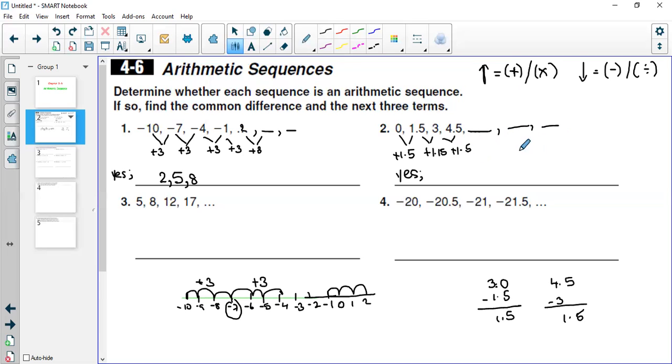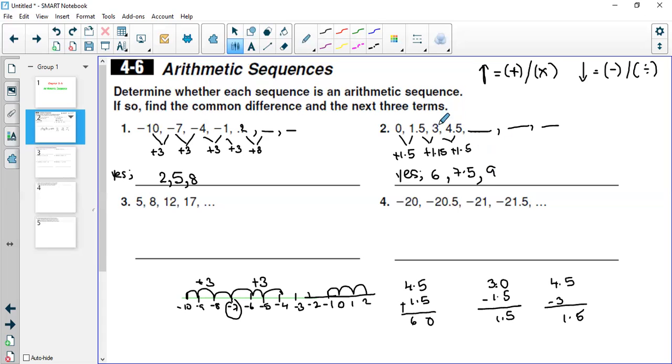So you need to keep adding 1.5 to the next term. So how much is 4.5 plus 1.5? That would give you 6. Then 6 plus 1.5 would give you 7.5. 7.5 plus 1.5 would give you 9. If you have any confusion, do write it in a separate place and then add them. You will get answers similar to what we got.